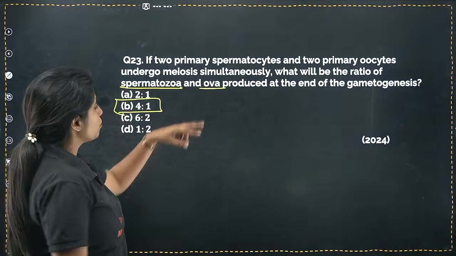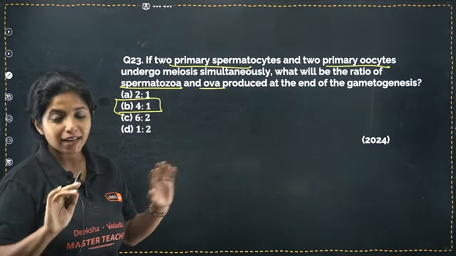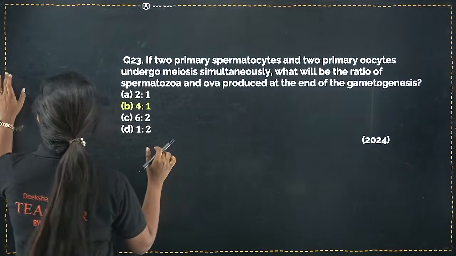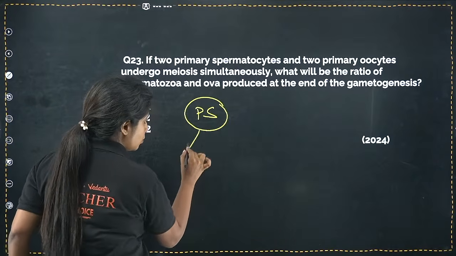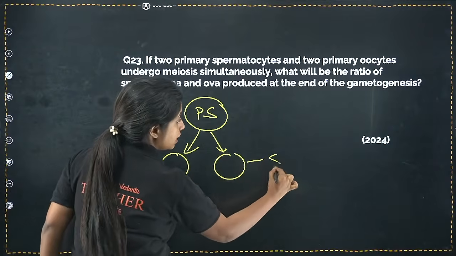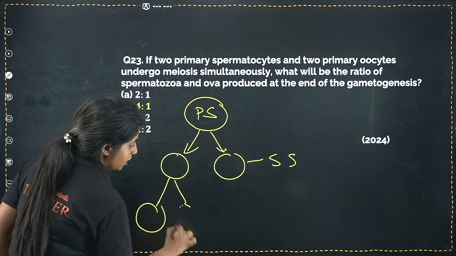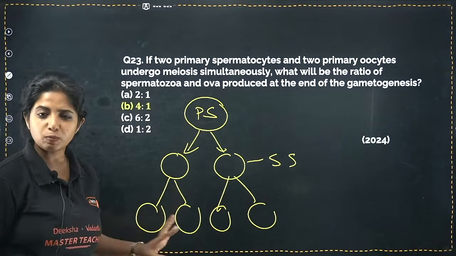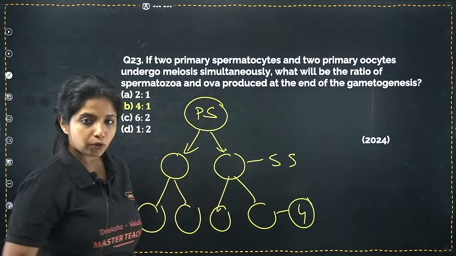So you don't have to worry about two spermatocytes and two primary oocytes and stuff like that. The thing is very simple. If you have one primary spermatocyte, it is going to undergo meiosis. You get two secondary spermatocytes. At the end, you are going to get spermatids which are going to form spermatozoa. How many of them? 4 of them. From one, you get 4 of them.